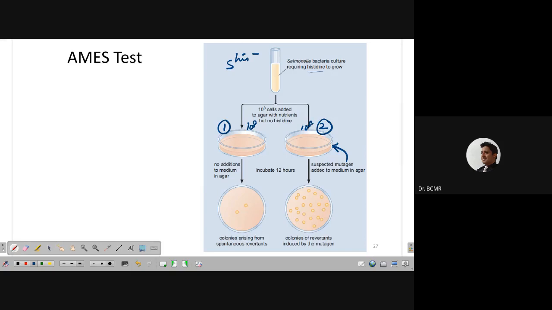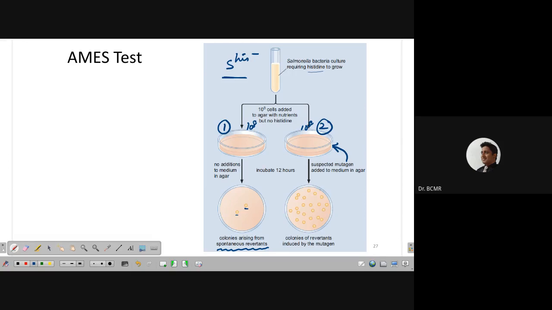Typically, what should happen? Nothing should grow, because the strain we have taken is his minus, auxotrophic for histidine. But then there are two colonies here. What would that mean? They are spontaneous revertants, the concept I explained to you in the previous slide.